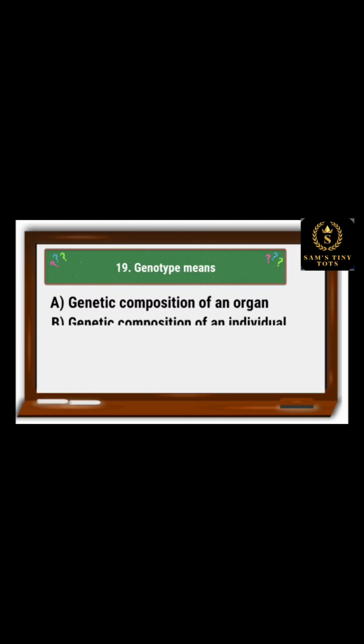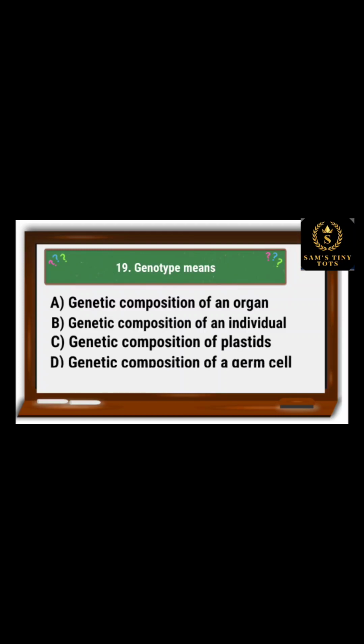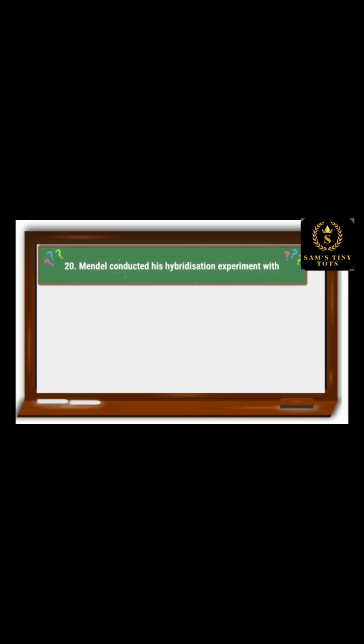19. Genotype means option A, genetic composition of an organ. Option B, genetic composition of an individual. Option C, genetic composition of plastids. And option D, genetic composition of a germ cell. And the correct option is option B, genetic composition of an individual.